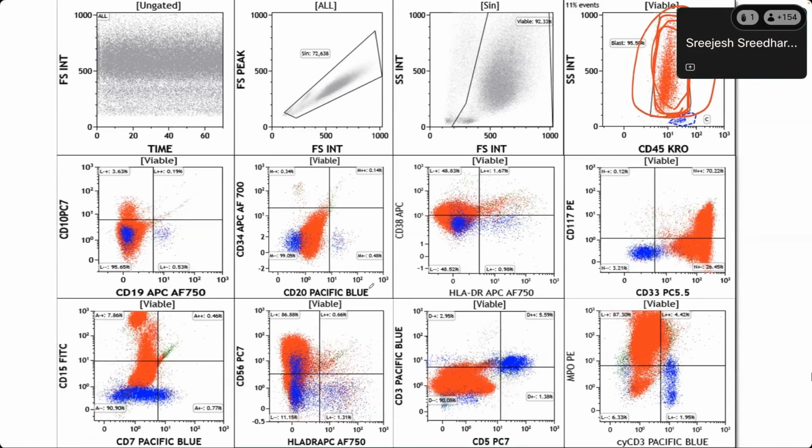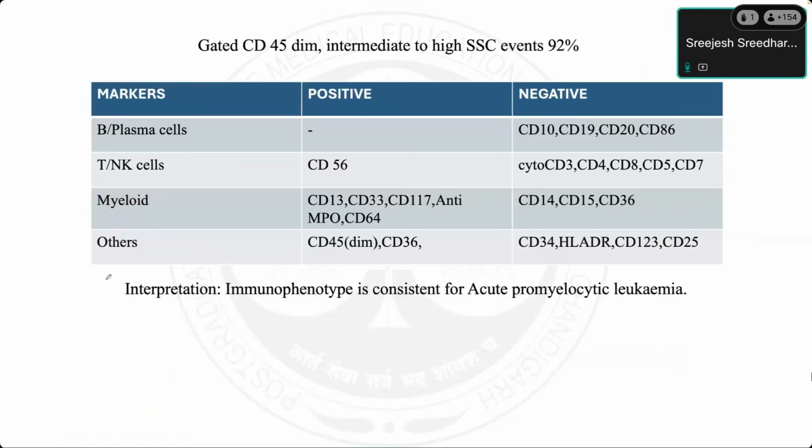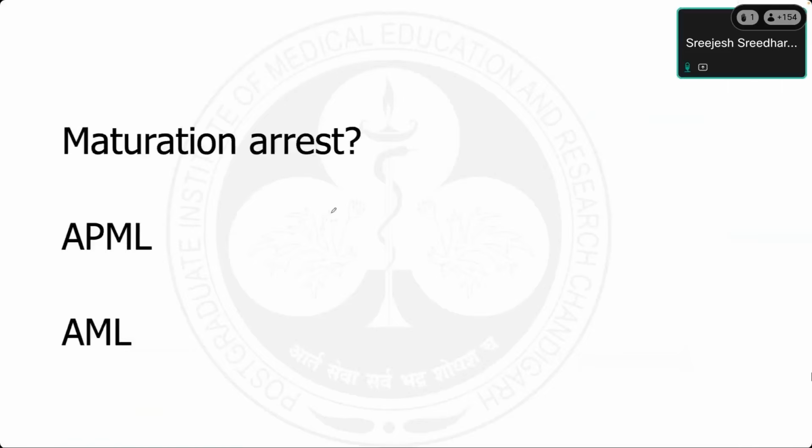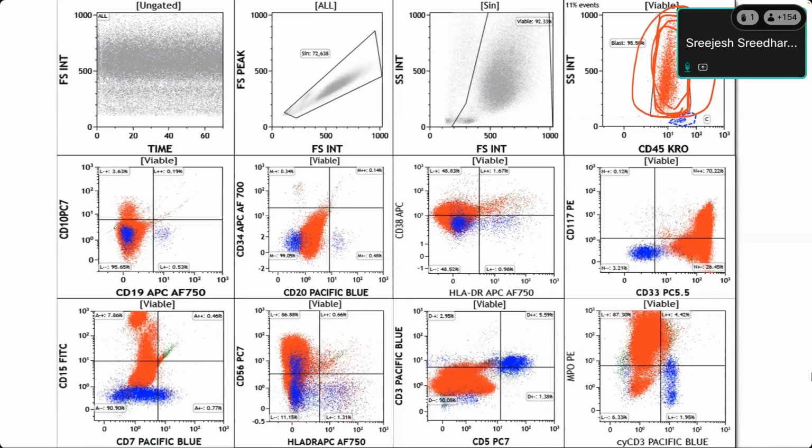They will look positive. I'm not going into the details of how we analyze APML by flow cytometry, but we have to take cutoffs from the negative tube, where there are no antibodies, and these quadrants are set based upon the negative tube. The negative tube means where there are no antibodies except for CD45.